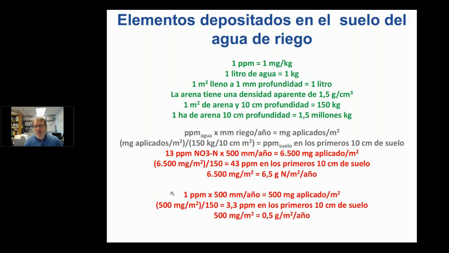If we wanted to just look at part per million in the water, we just say 1 part per million in the water. If you're putting on 500 millimeters per year, you'll get a 3.3 part per million increase in the top 10 centimeters of soil. So that gives you a rough idea, and that's equivalent to about 0.5 grams per meter square per year.